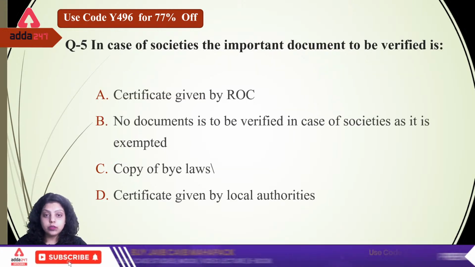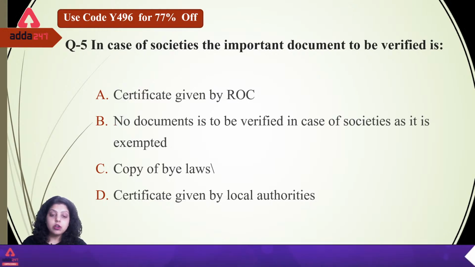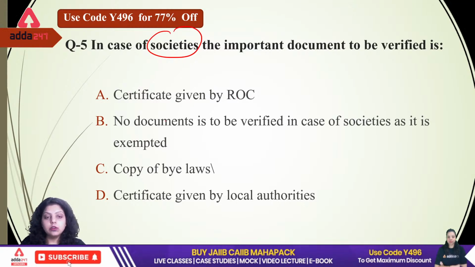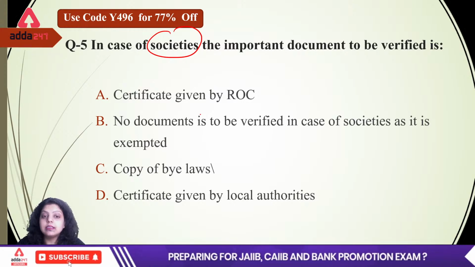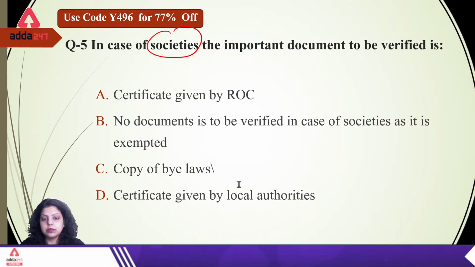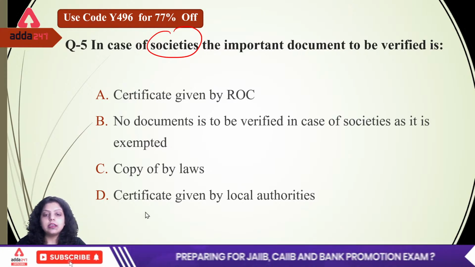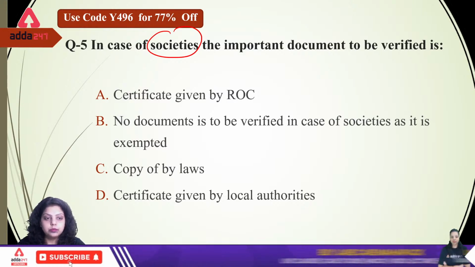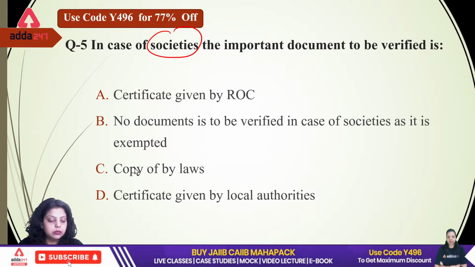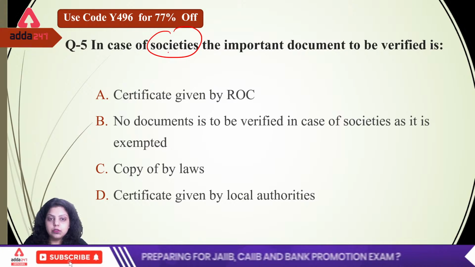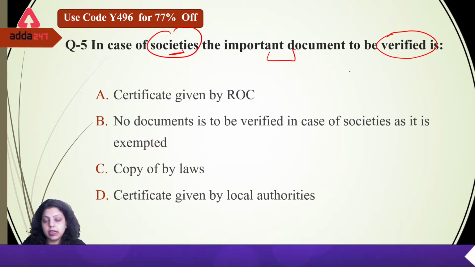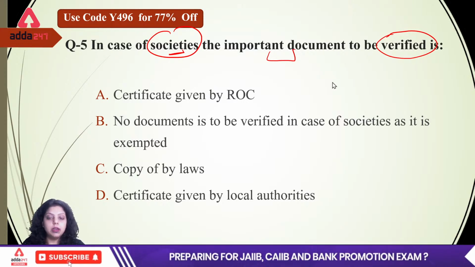Now the next question is, in case of society, the important document to be verified is, when you are talking about the society, which of the following will be your important document to be verified? It is saying certificate given by ROC; no documents is to be verified in case of society as it is exempted; C is saying copy of bylaws; and the fourth is saying certificate given by local authorities. So which of the following will be true? A, B, C or D?